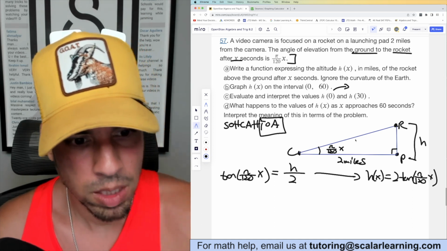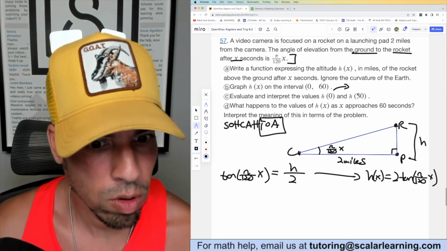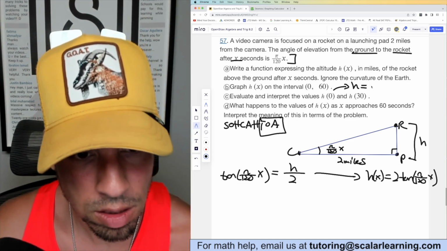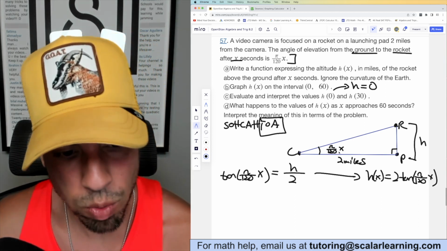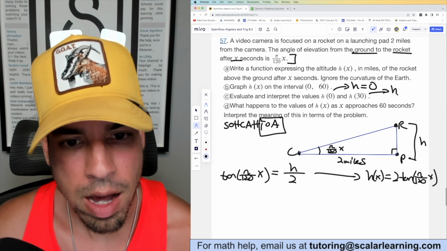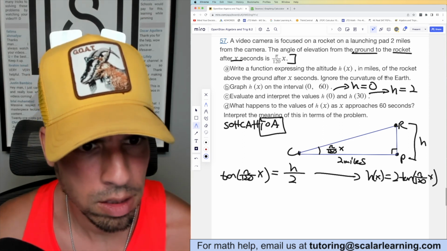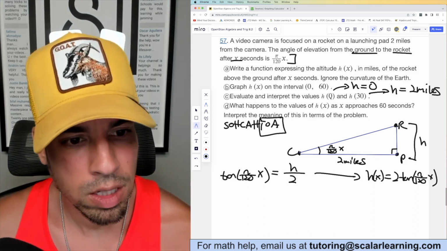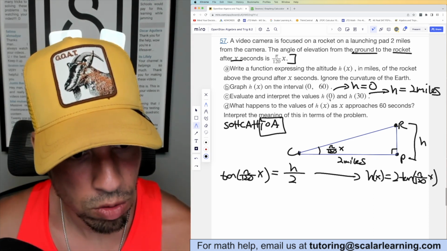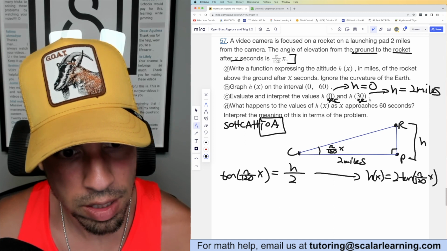So this basically means when the angle is 0, the height is 0. When x is 30, the angle is 30 pi over 120, which is really pi fourths, and the height is 2, and this is in miles, right? That's what the height is in, because that's what this is in as well. And by the way, these values are in seconds. So this is at 0 seconds. This is at 30 seconds.